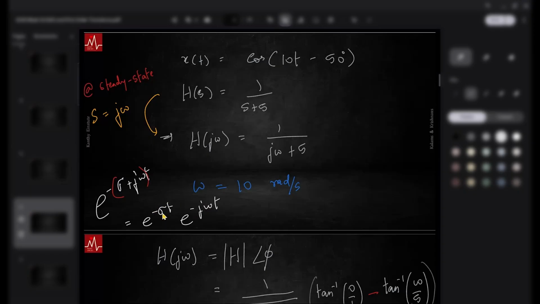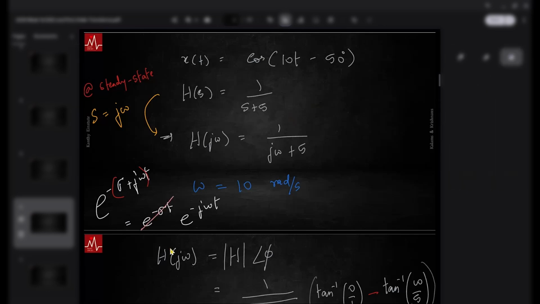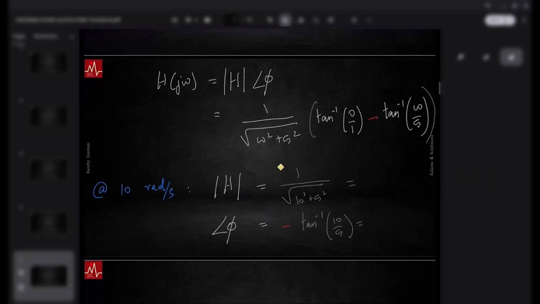So when t is very, very large, you don't really bother about this term at all. You are bothered about what this term is doing. So you're setting s as j omega. Now, what is the value at 10 radians per second? What is the value of the amplitude of H and the phase of H?